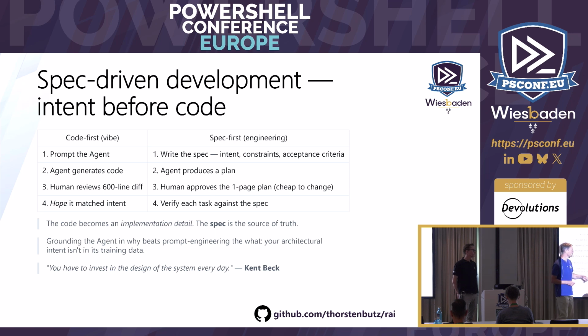So what we want to do here is we are writing the spec. The agent produces a plan. And then, if we go this way, the code becomes just an implementation detail. The spec is what you deal with most of the time and that you change manually. And the outcome is the code that hopefully matches the spec.